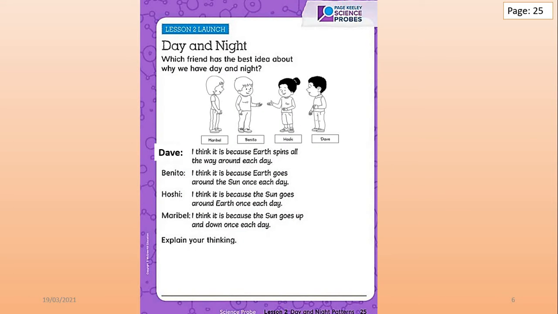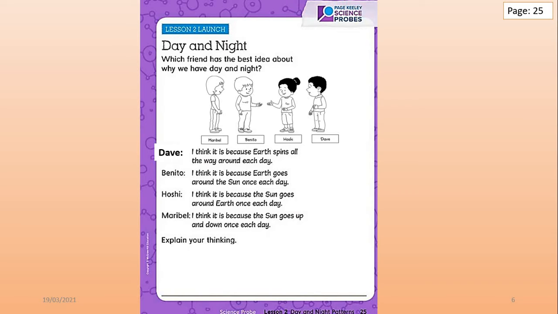Look at these four friends. They are wondering about day and night. Marble, Benito, Hoshi, and Dave. Let's see which friend has the best idea about why we have day and night.